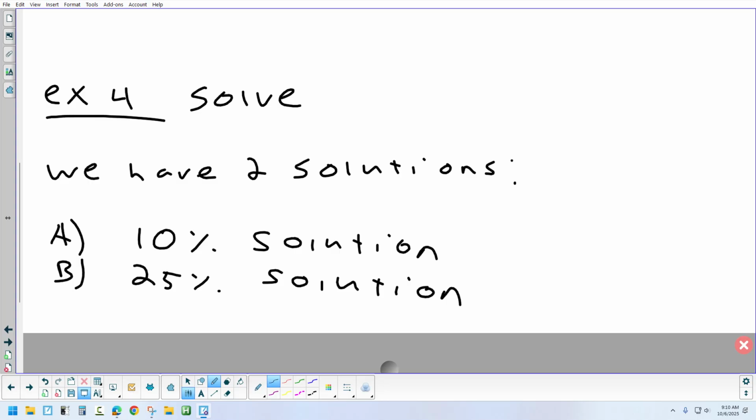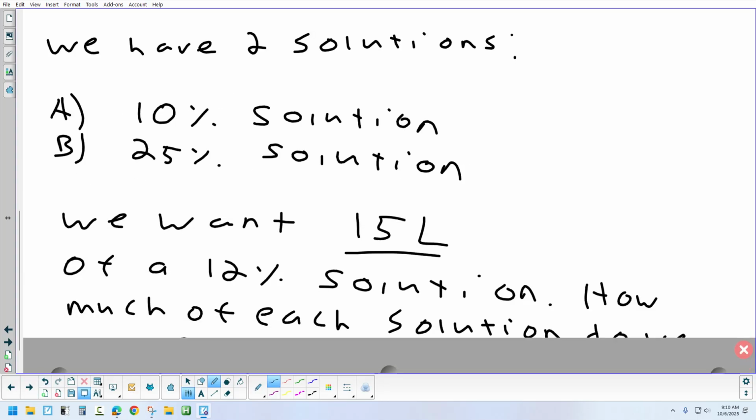Okay, so we got a 10% and a 25%. We're going to mix the two together so that when we're done, we end up with a total of 15 liters, and the solution has to be a 12%. One thing that is important is this number has to be between those two. If you have a 10% and a 25%, you could never mix them to make like a 50%. That's not possible. The ones you started with were too diluted to make 50%. But you can always mix them together to make something in the middle. That's how this works.